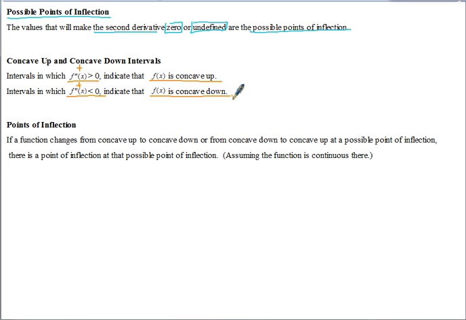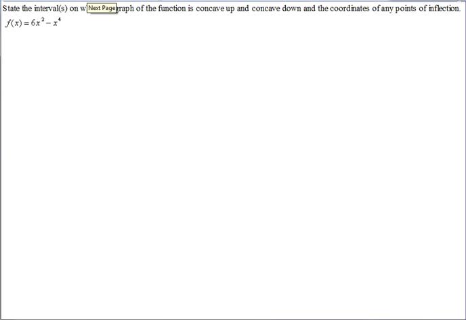concave down. And by the definition of points of inflection, if a function changes concavity from concave up to concave down, or from concave down to concave up at a possible point of inflection, then there actually is a point of inflection at that possible point of inflection, assuming the function is continuous there. So again, it just has to be continuous in order to be a point where it switches concavity. All right, let's take a look at some example problems now.